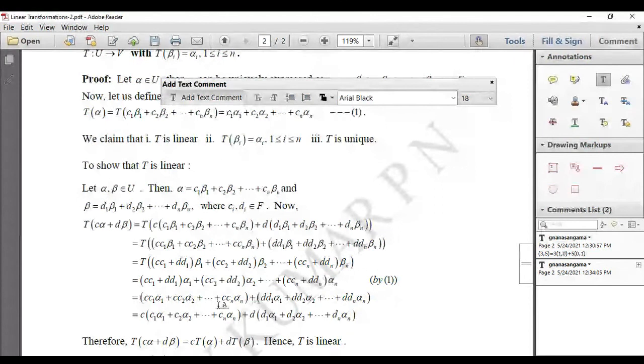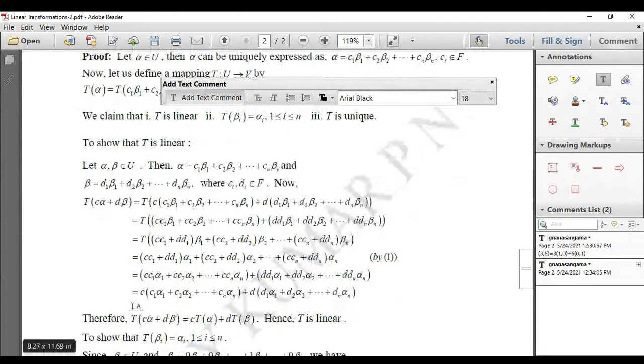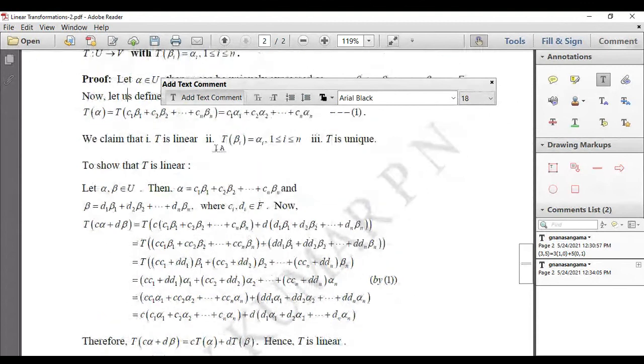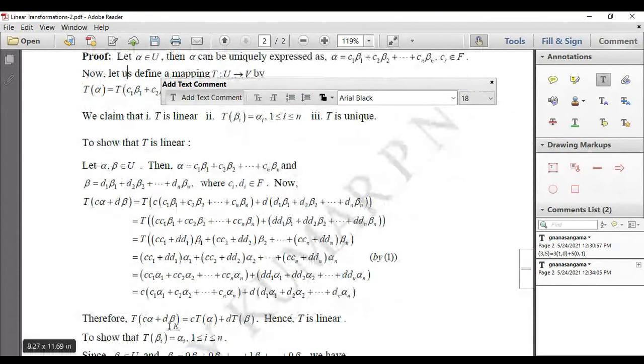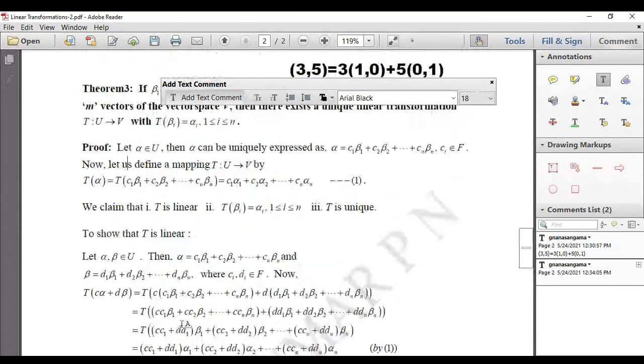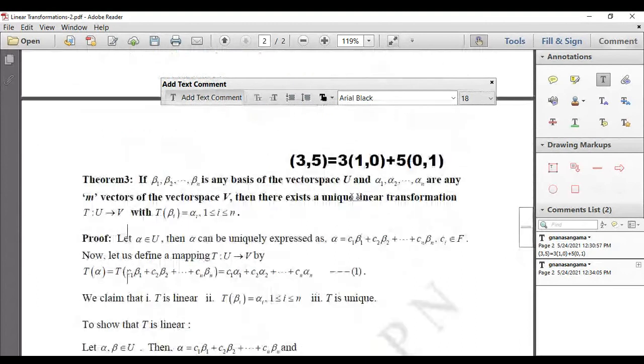In this, c is common, and in this one, d is common. We can take these out by vector space properties, right? So you're going to get this is equal to c into this, but this is nothing but T of alpha. See? Plus d into, this is nothing but T of beta. So we got T of (c alpha + d beta) is equal to c into T of alpha plus d into T of beta, which is the required condition for linearity. Therefore, T is linear. So we have proved that this mapping T is linear. So we have defined a linear transformation from U to V.